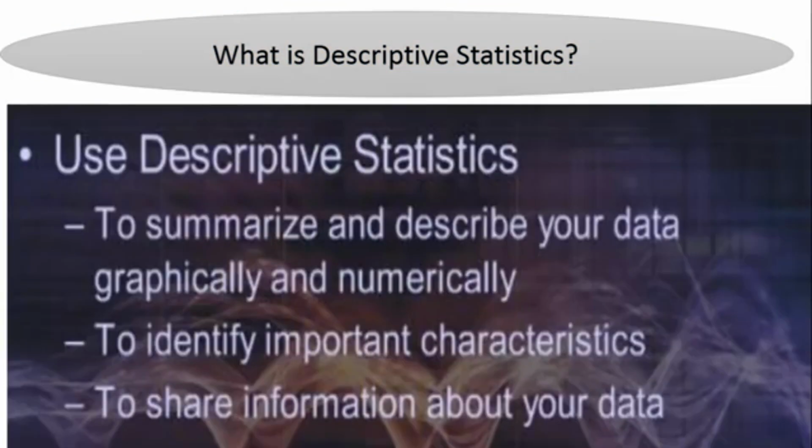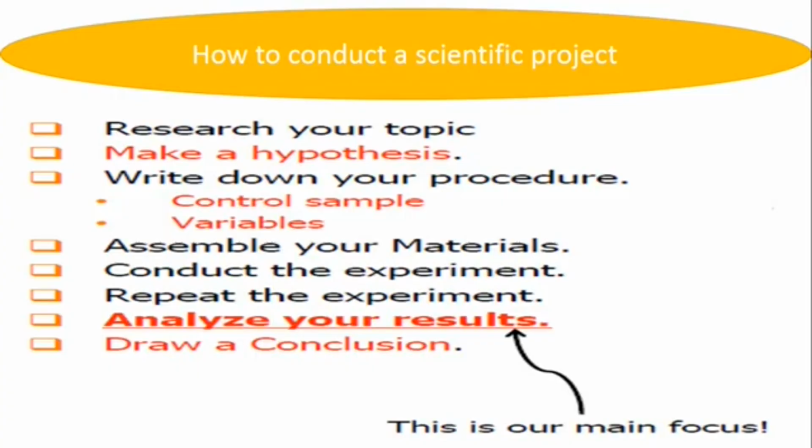Descriptive statistics can be used to summarize and describe your data graphically as well as numerically. They can be used to identify important characteristics of a given population, and to share information about raw data. So how do you conduct a scientific project?